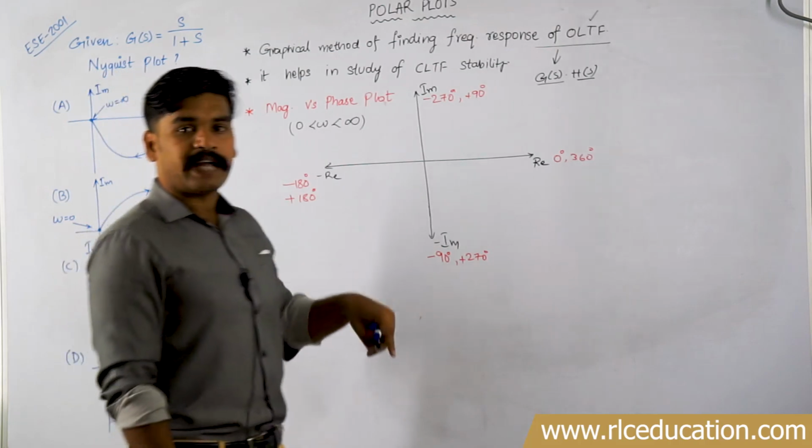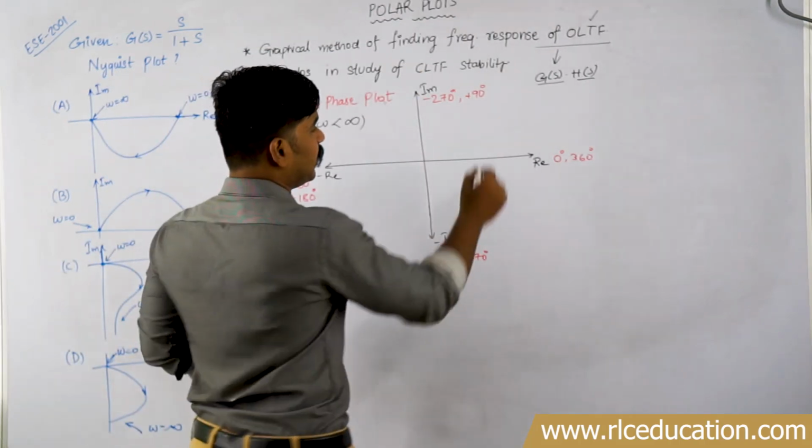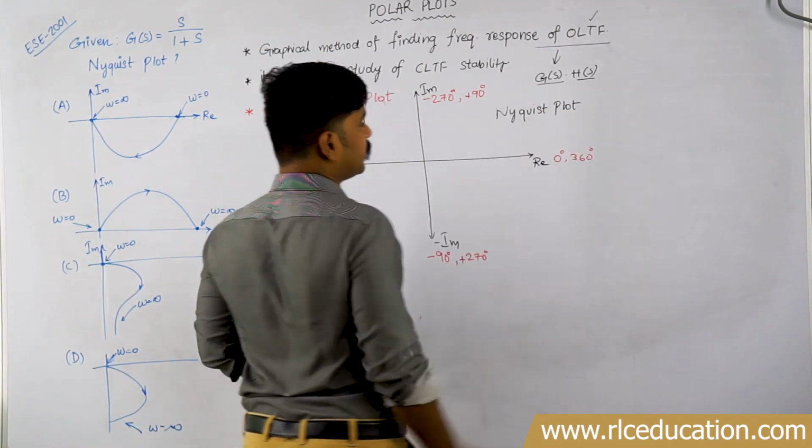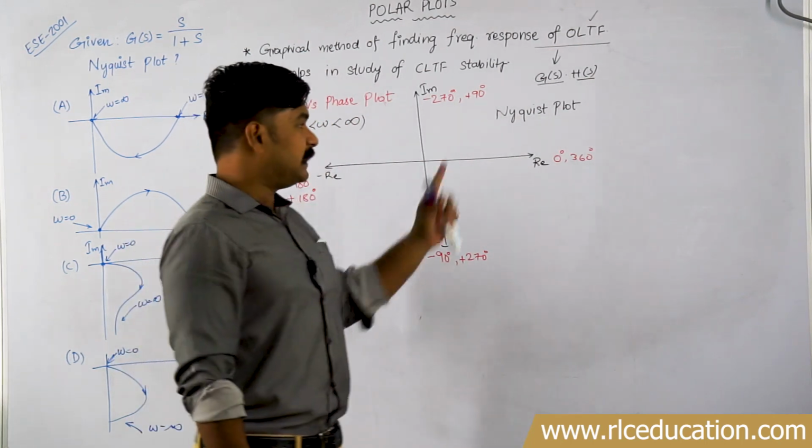So there is a daddy of polar plot which is called the Nyquist plot. So Nyquist plot is the dad of polar plot. What does this dad do?